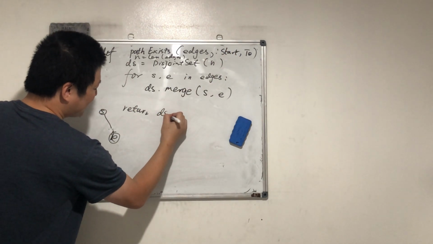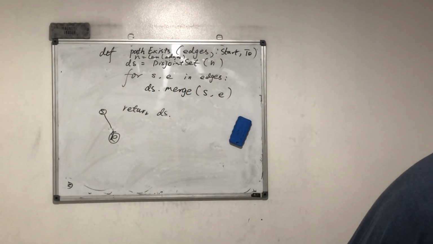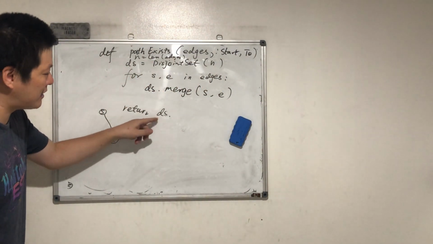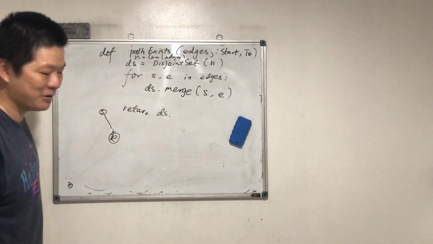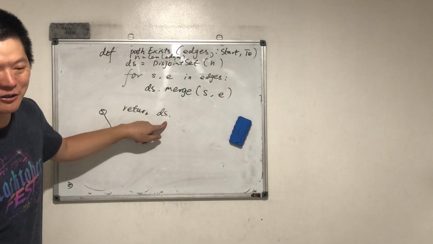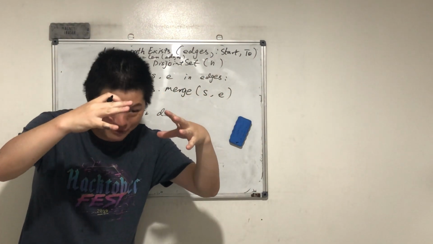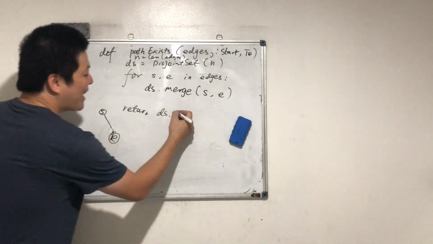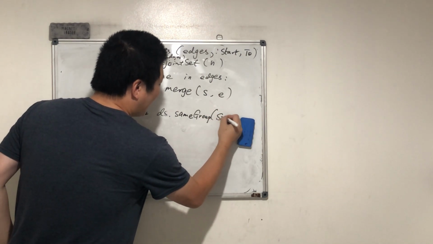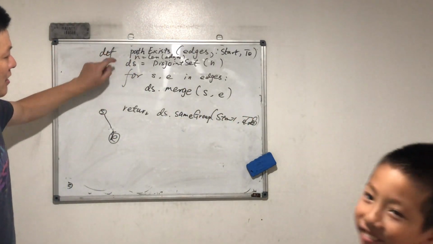So which function? ds dot what? Merge. We want to find out if there's a path between start and end. So for this disjoint set, what function should we call to find out if two elements belong to the same group? Yeah, so this is just same group, with start and end. You see?